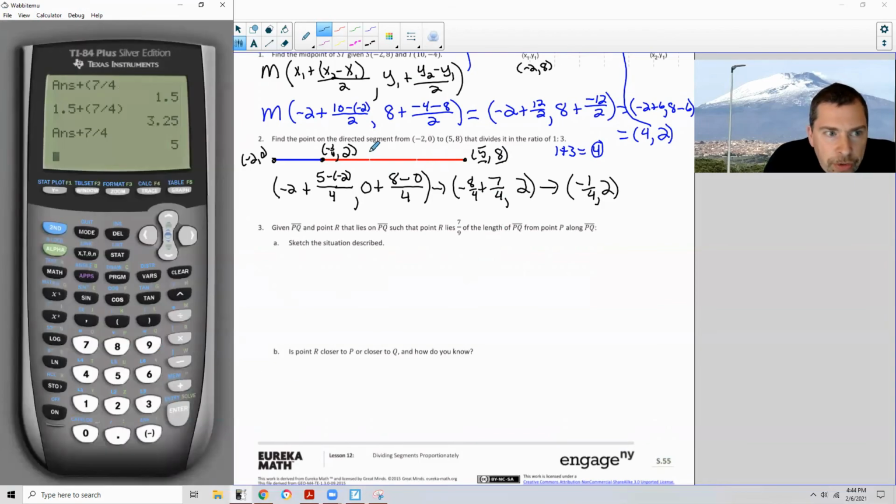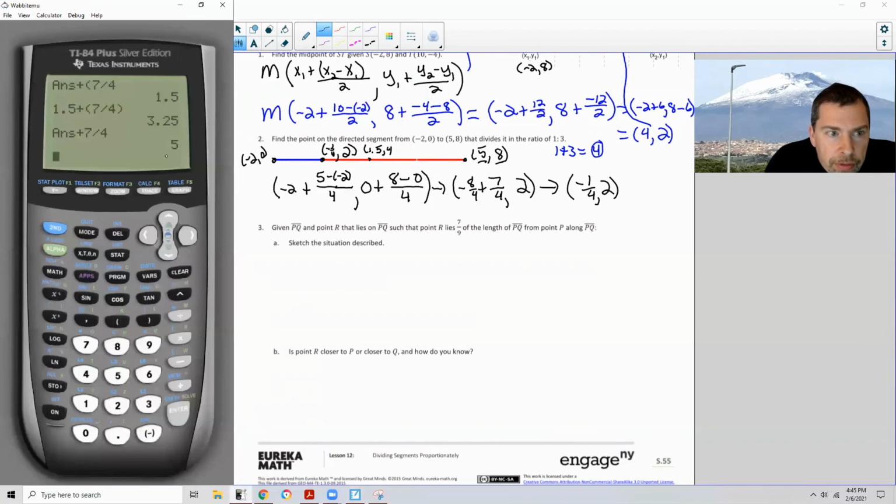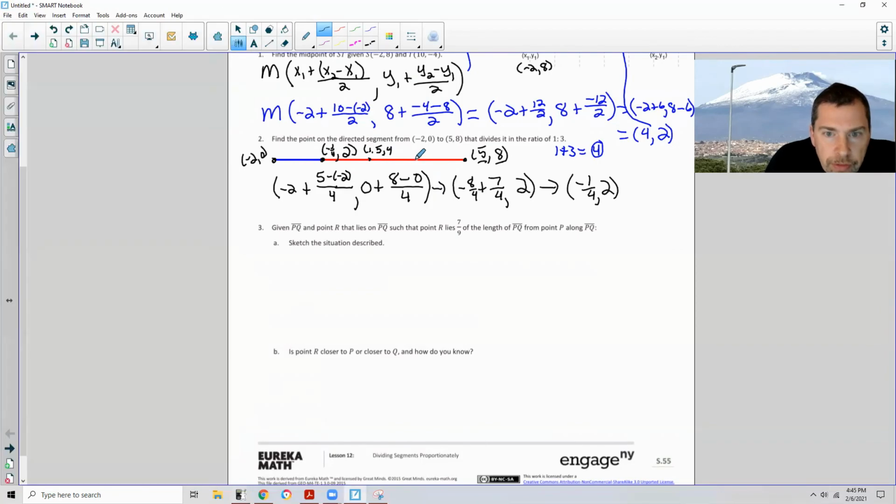So let me just write all these in now. So I went from -1/4 to 1.5. So it'd be 1.5 comma 4. This point here, 1.5 comma 4. And then this was 3.25 comma 6.